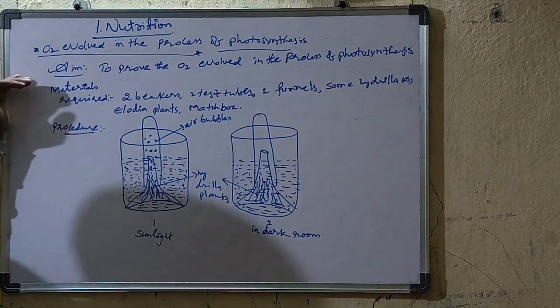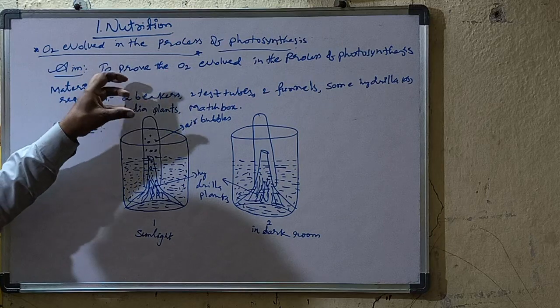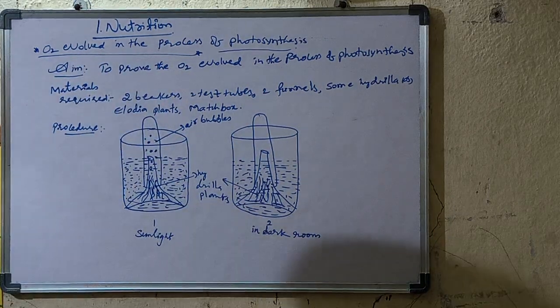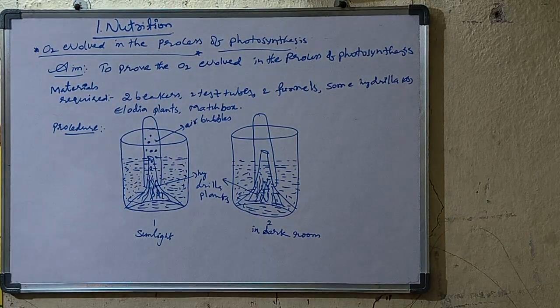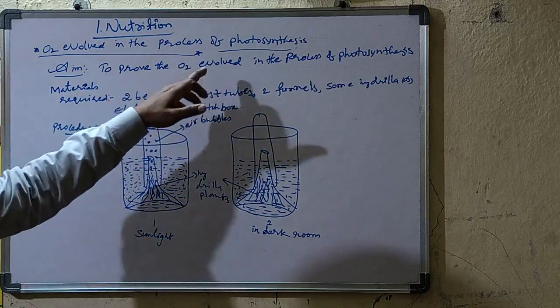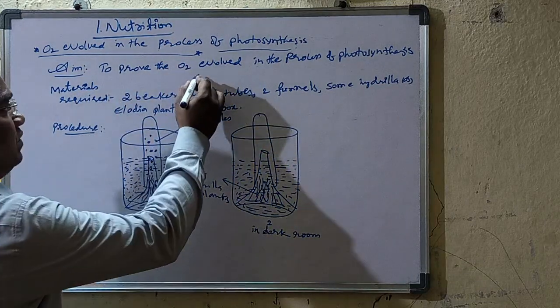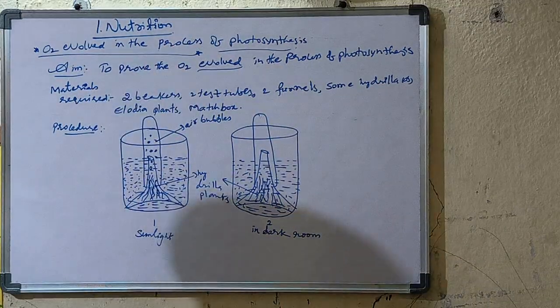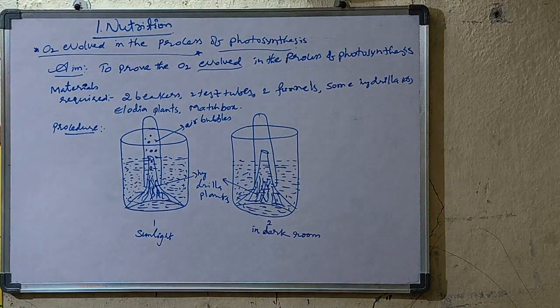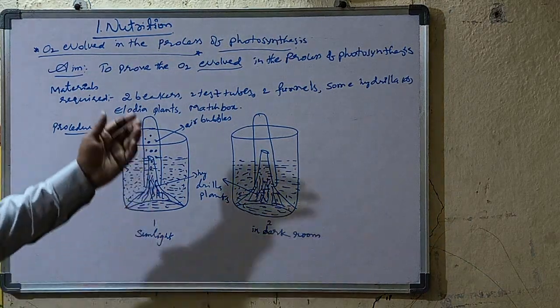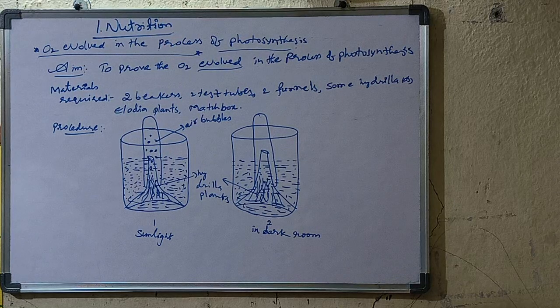So the first one is the aim: to prove the oxygen gas evolved in the process of photosynthesis. Half of the question we can write as the aim. So that is very simple.